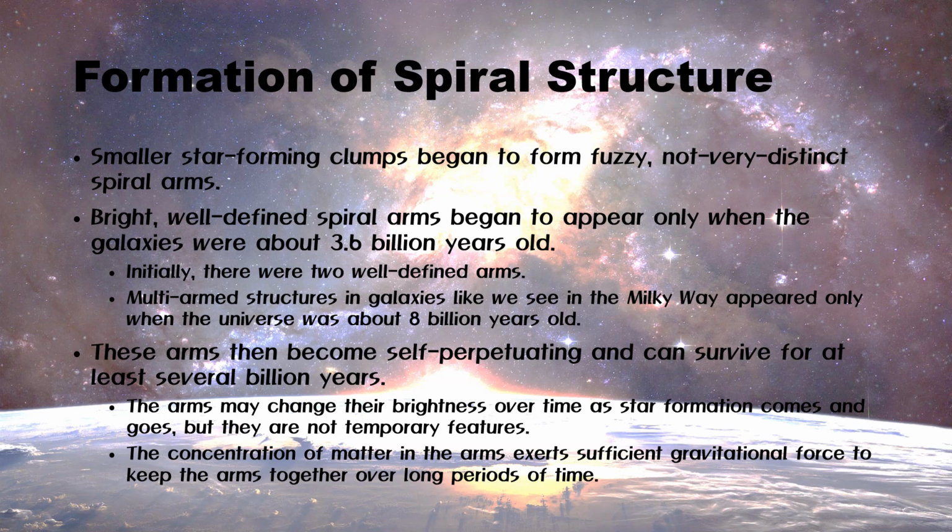These arms then became self-perpetuating and could survive for at least several billion years. The arms may also change in their brightness over time as star formation comes and goes, but these are not considered to be temporary features. The concentration of matter in the arms exerts sufficient gravitational force to keep these arms together over long periods of time. So we start talking millions to billions of years on our time scale.